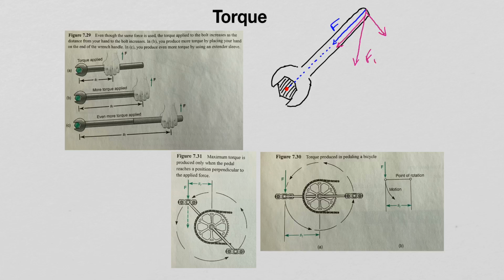So the maximum torque as the pedals turn is generated when the pedals are perpendicular to the applied force, and the minimum torque is generated when the pedals are parallel to the applied force. So that would be the position where the pedal is vertically up here.